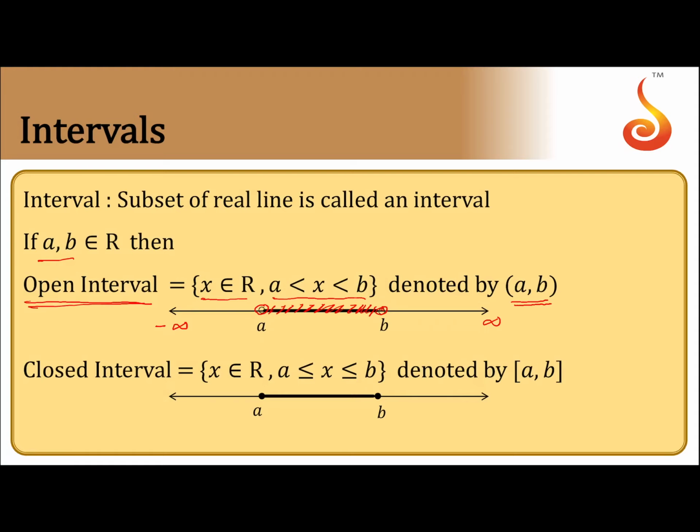And the set of all real numbers between a, b including the endpoints a, b is called a closed interval, and that is denoted by closed brackets [a, b]. Geometrically it is represented on the real line from minus infinity to plus infinity. The set of all numbers between a, b including the endpoints a and b is called a closed interval.